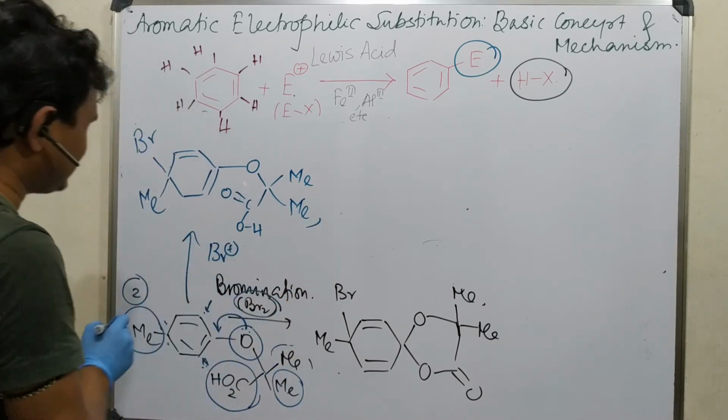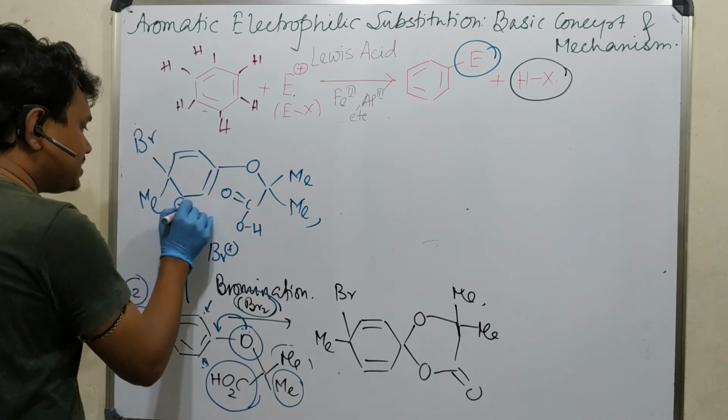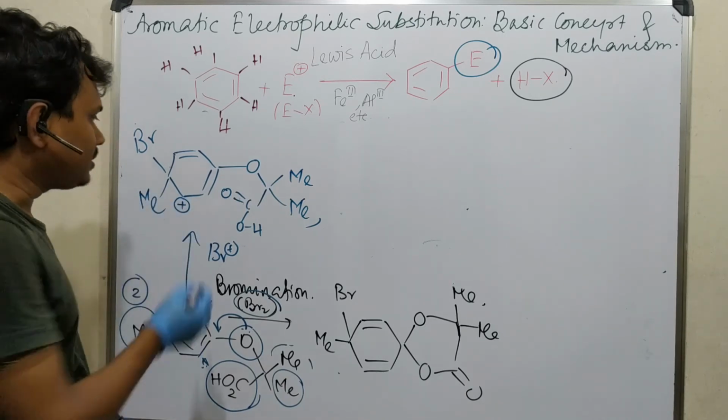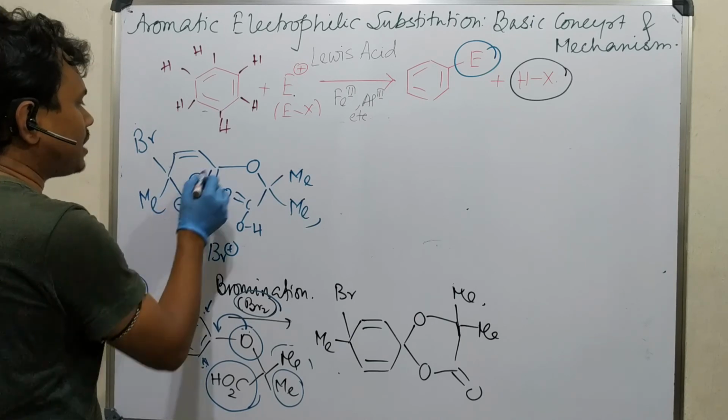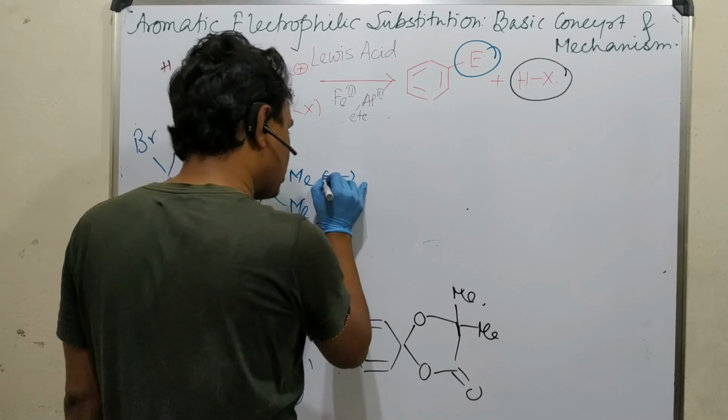I'll explain why this is a designed substrate. And now see, the positive charge is here. So next, what will happen? This will come and the positive charge will go there. In this way the positive charge will be stabilized. So let's draw it again.